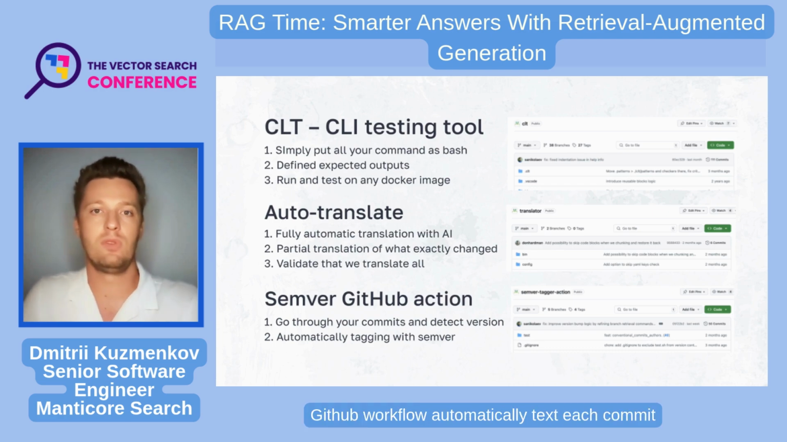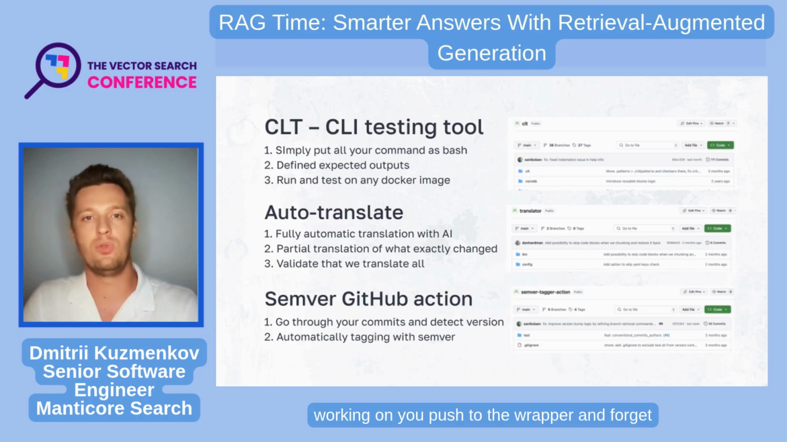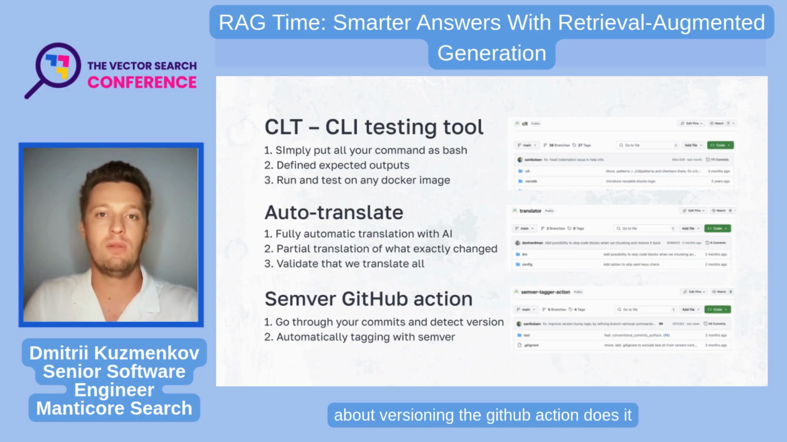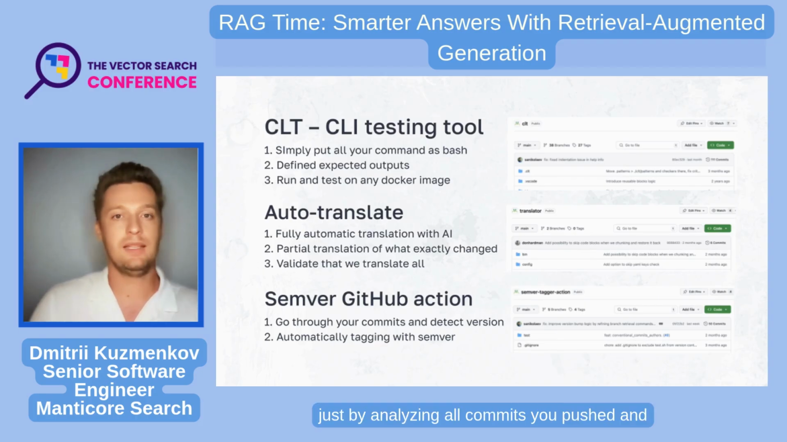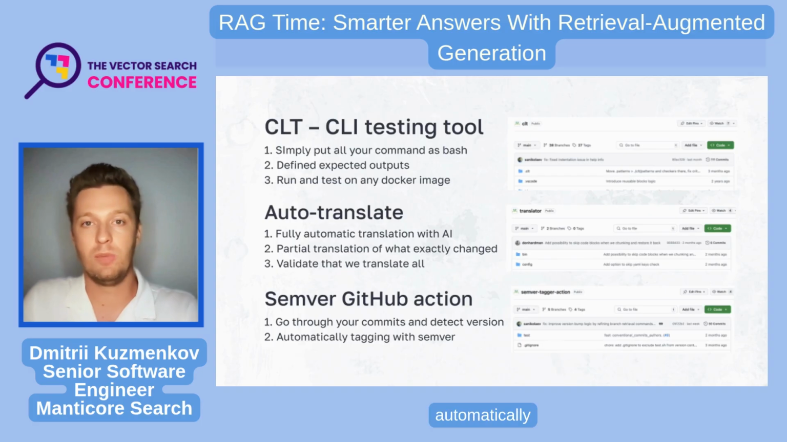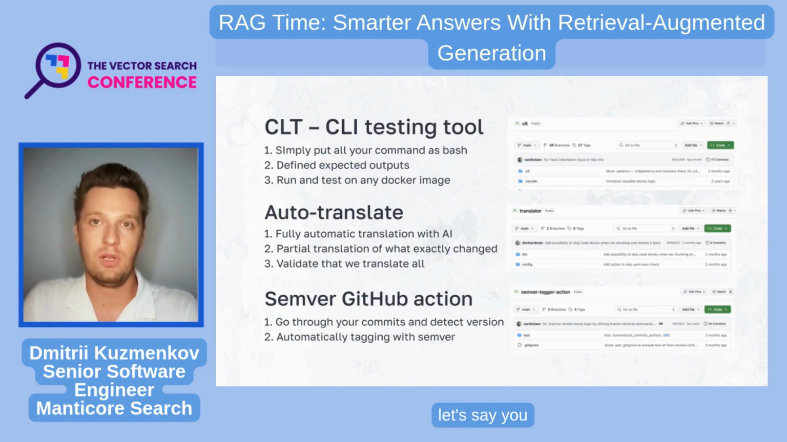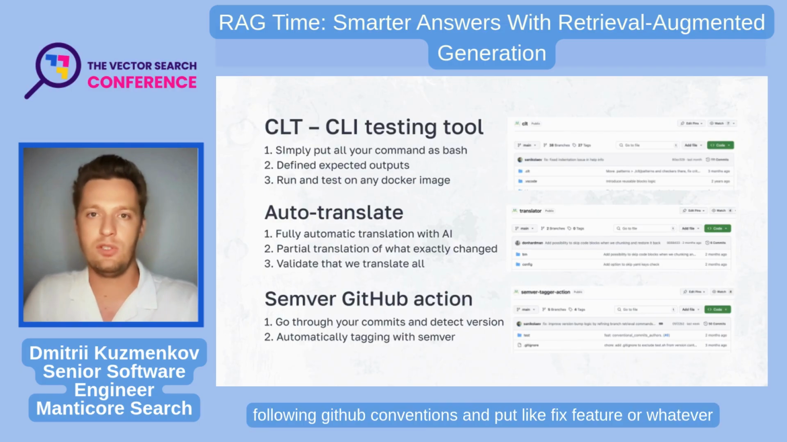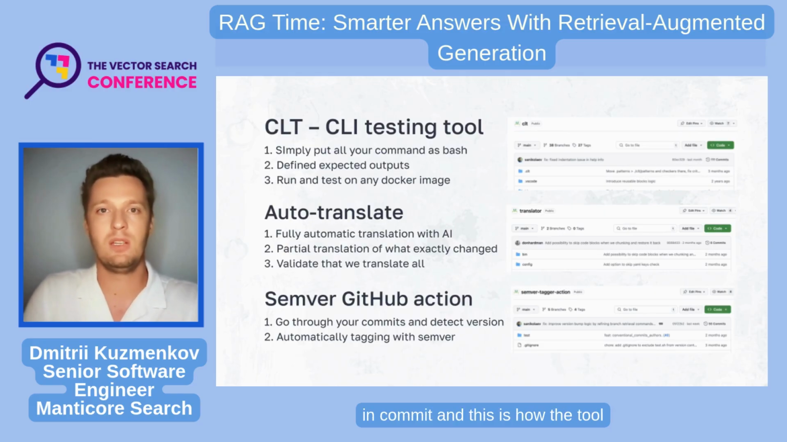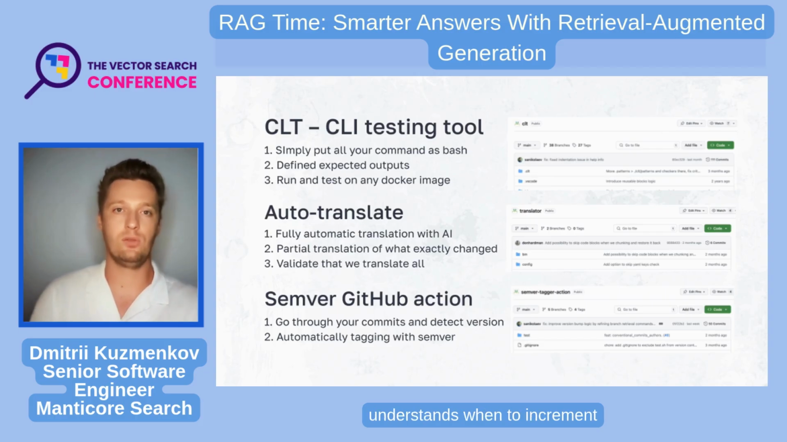And the same goes for the GitHub workflow that automatically tags each commit, so you don't have to think about what version you are working on. You push to the repo and forget about versioning. The GitHub action does it for you just by analyzing all the commits you pushed and automatically incrementing the version from the last tag. Let's say you just follow GitHub conventions and put something like fix or feature in the commit, and this is how the tool understands when to increment.